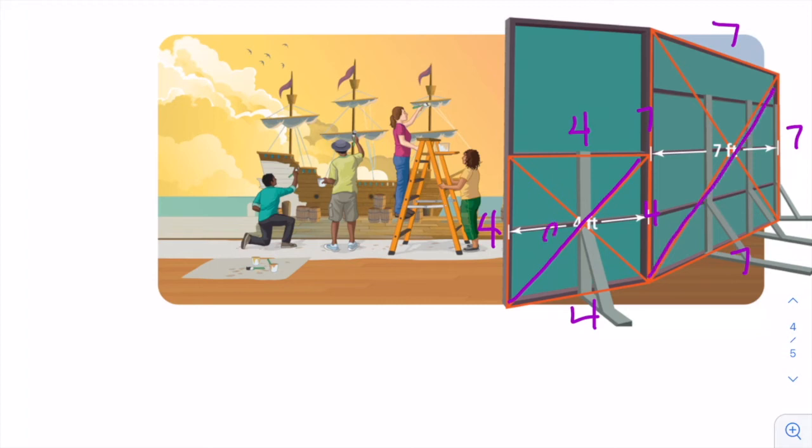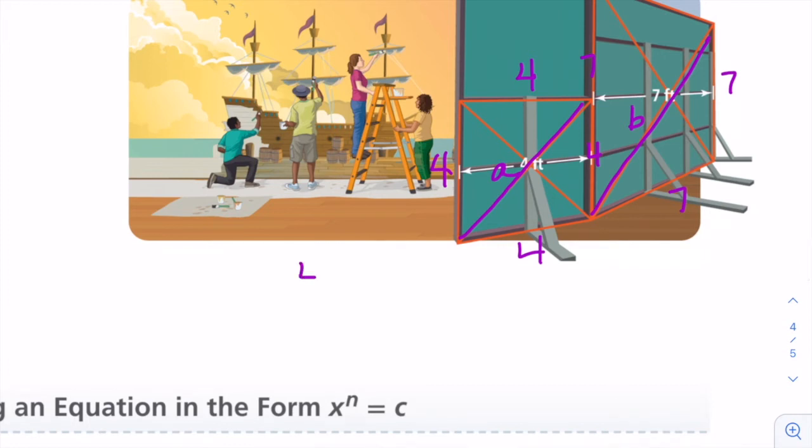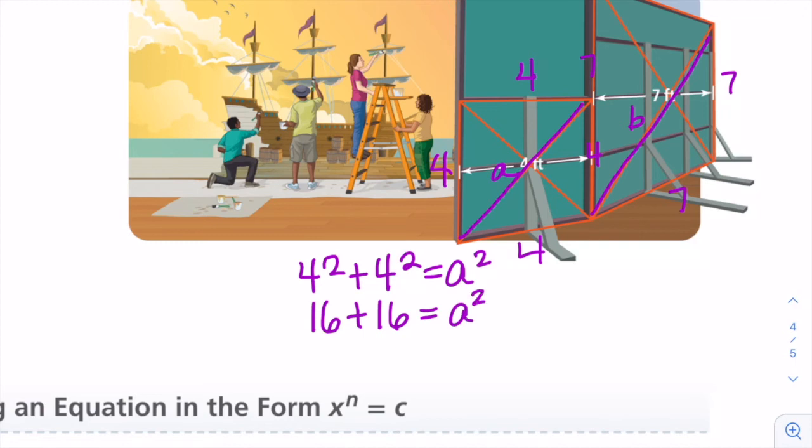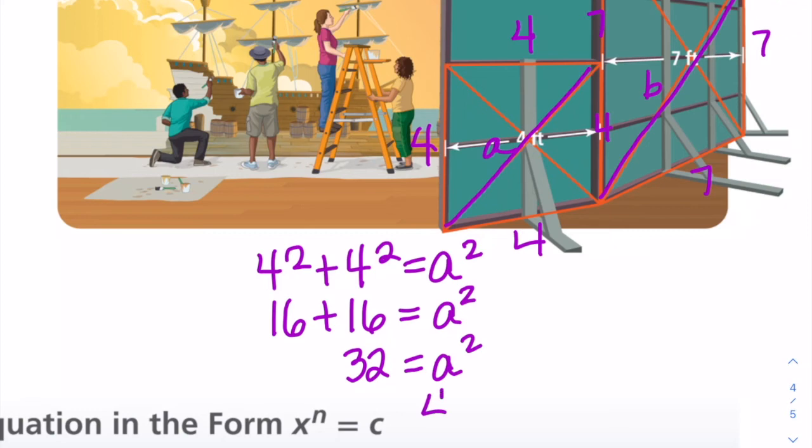So we'll say this diagonal for the square with 4 feet will be A, and the square with 7 feet will be B. And all we need to use is Pythagorean Theorem. So 4 squared plus 4 squared will equal A squared. So we know this will be 16 plus 16. So that's 32. So A will equal 4 root 2.